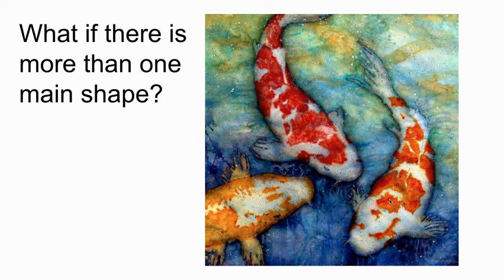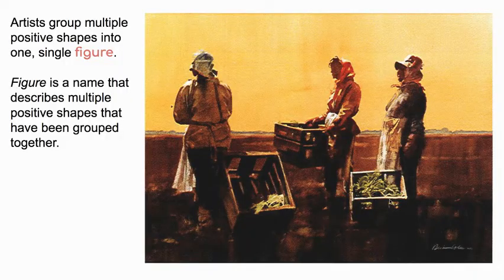Now, what if there's more than one main shape? What if there's more than one positive shape? Like in this case, we have three koi fish. Well, this is what artists do then. They strategically group the positive shapes by overlapping them, making them touch, in order to create what we call a figure.